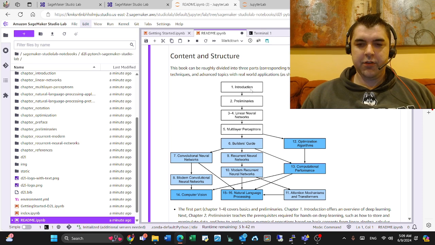So you have introduction, preliminaries, linear neural networks, multi-layer perceptrons, optimization algorithms. Well, yes, computational performance, computer vision, natural language processing, attention mechanisms and transformers, modern recurrent neural networks. Well, transformers are a type of modern recurrent neural network.